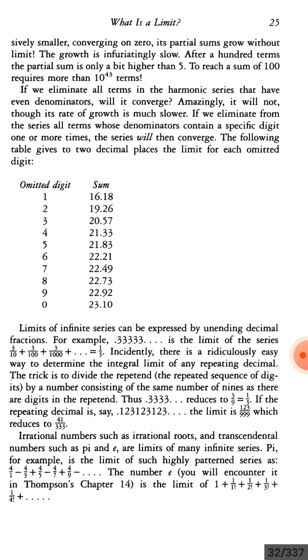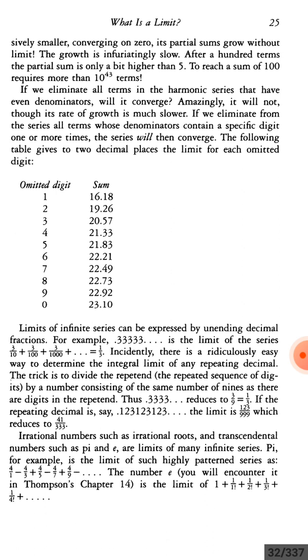If we eliminate all terms in the harmonic series that have an even denominator, will it converge? Amazingly, it will not, though its rate of growth is much slower. If we eliminate from the series all terms whose denominator contains a specific digit one or more times, the series will then converge. The following table gives, to two decimal places, the limit for each omitted digit.